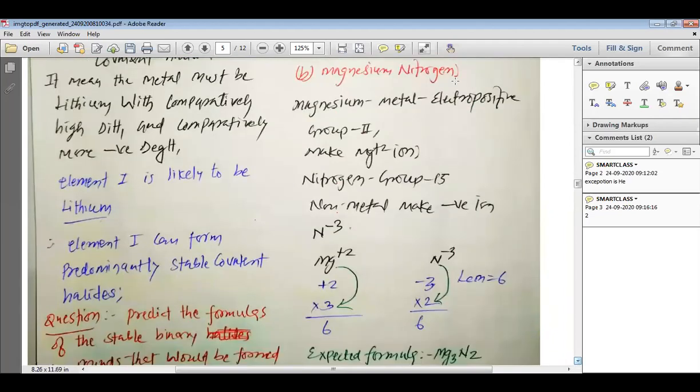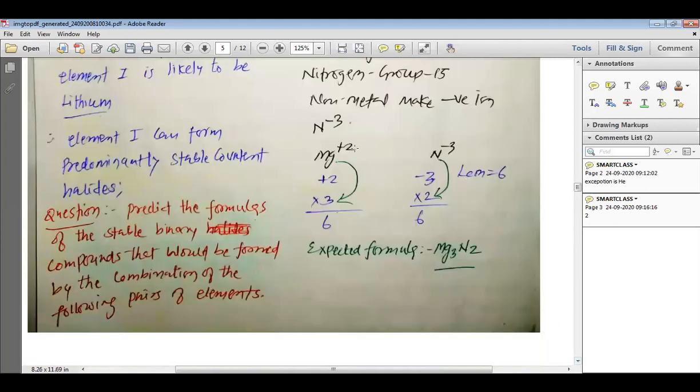Then we have magnesium and nitrogen. Magnesium is a metal. It is electropositive. It belongs to group number 2, so it makes the Mg plus 2 ion, whereas nitrogen belongs to group number 15. It is a non-metal, so it makes the negative ion, N minus 3. So you can write Mg plus 2 and N minus 3. The charge is plus 2, the charge is minus 3. The LCM of 2 and 3 is 6. So to get the LCM, we need to multiply plus 2 with 3, so for magnesium we need 3, and we need to multiply minus 3 with 2, so for nitride we need 2, and thus the expected formula would be Mg3N2.